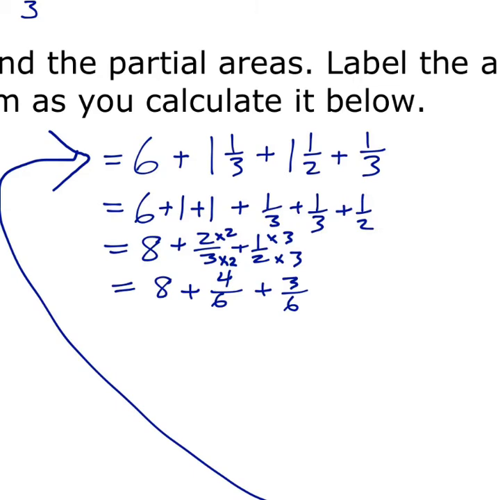And now we can get on with finishing up this question. So we've got 8 plus 4/6 plus 3/6 gives us 7/6. And of course 7 over 6 is 1 and 1/6. So in addition to the 8 we have one more whole, so that's 9 and 1/6.